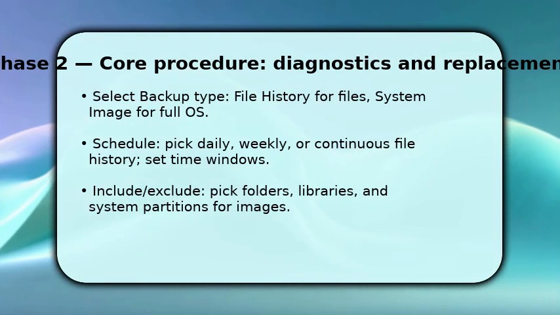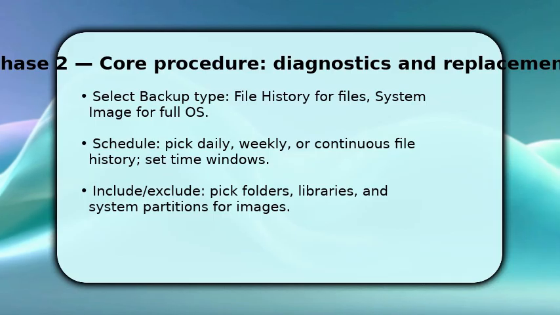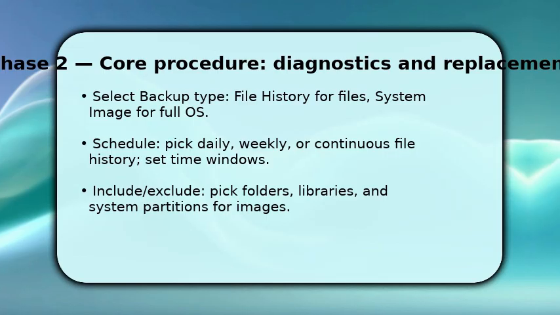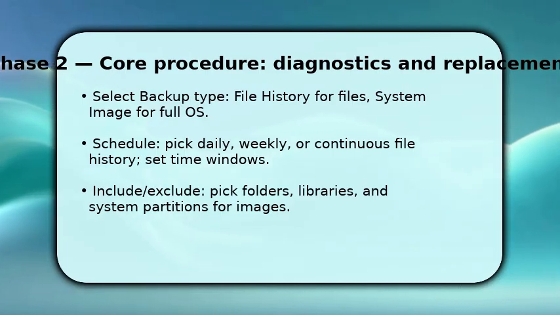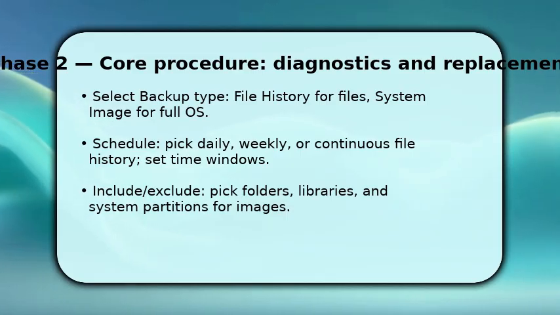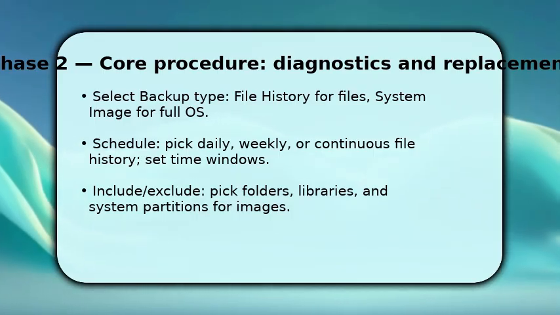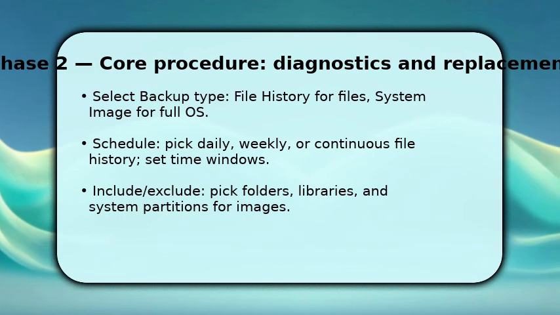You now choose what to back up and when. In File History, enable the folders and libraries you rely on and set the drive or network path. For a full restore, create a system image via Control Panel, right arrow Backup and Restore Windows 7. Include the OS and system reserved partitions. Once selected, set a schedule, daily for frequently changing data, weekly for archives. Make sure to enable retention rules so old backups don't fill the drive. After verifying options, start the first run manually to test.